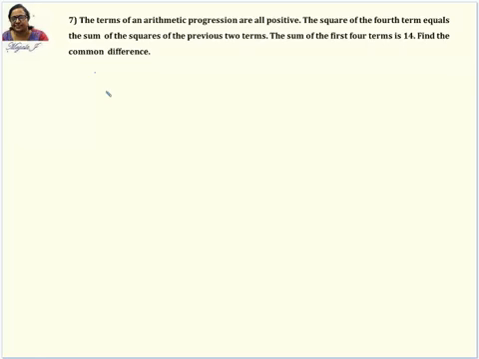The terms of an arithmetic progression are all positive. The square of the fourth term equals the sum of the squares of the previous two terms. The sum of the first four terms is 14. Find the common difference. How will you proceed in this? I want you to tell me what you're supposed to do first.